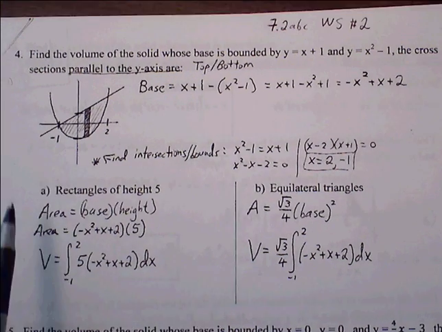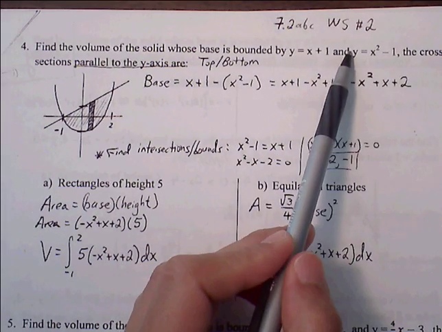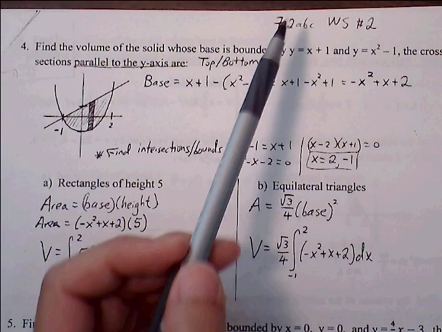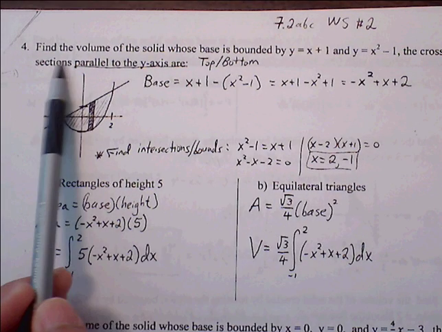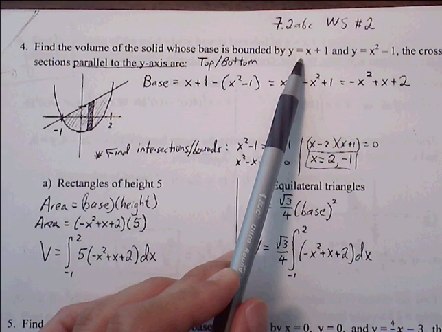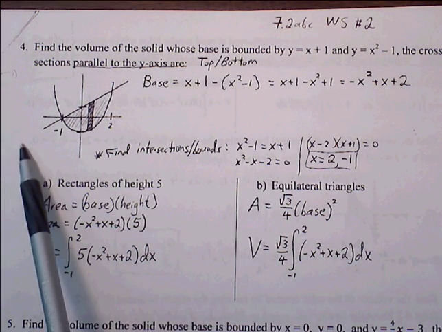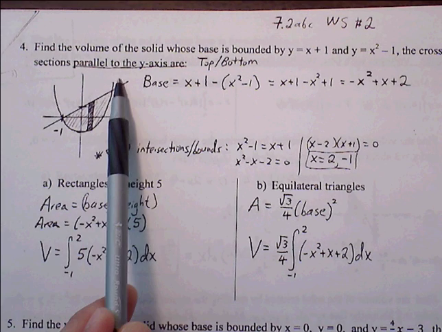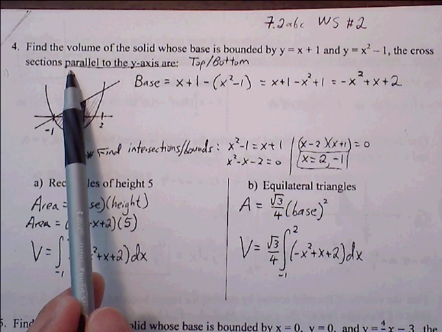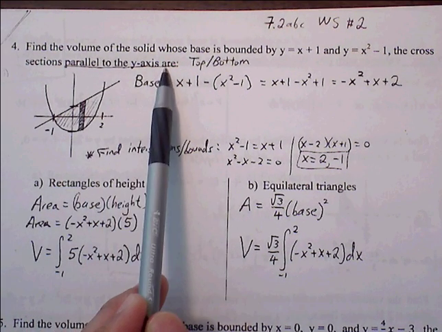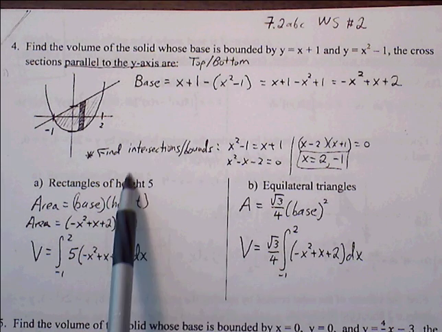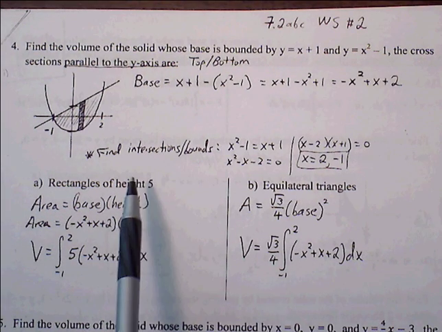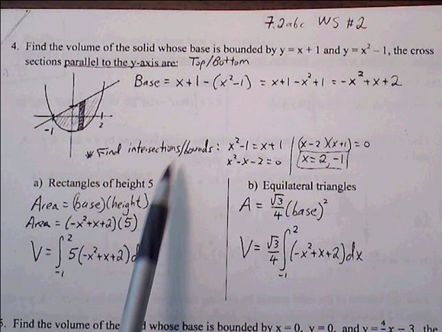We're looking at the back page of the 7.2 worksheet, worksheet number 2. Find the volume of the solid whose base is bounded by y equals x plus 1. That's this graph here. Y equals x squared minus 1. That's the parabola. And we're looking for cross sections parallel to the y-axis that are various shapes.